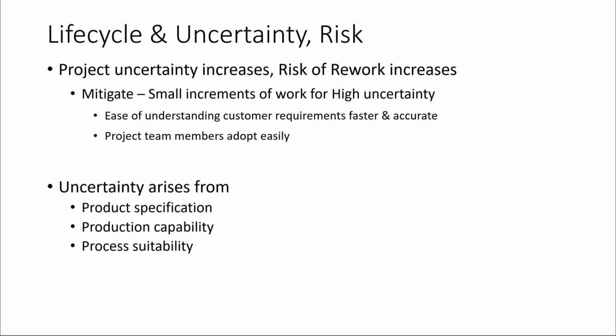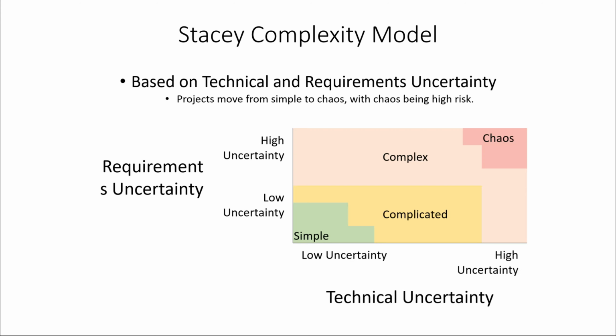Uncertainty, risk, and lifecycle selection. Some projects have considerable uncertainty around project requirements and how to fulfill those requirements using current knowledge and technology. These uncertainties can contribute to a high rate of change and project complexity. These characteristics are illustrated in the next slide. As project uncertainty increases, so too does the risk of rework and the need to use different approaches.